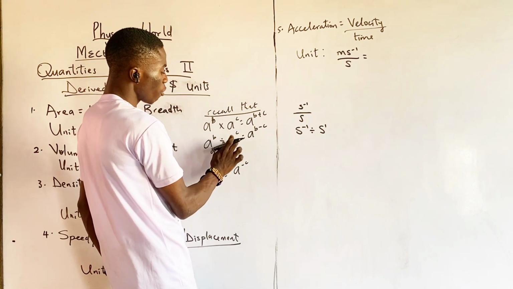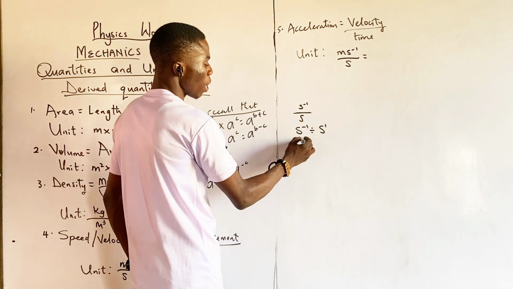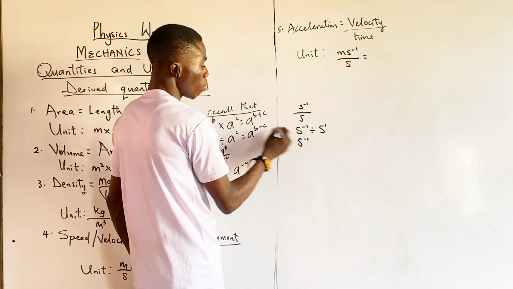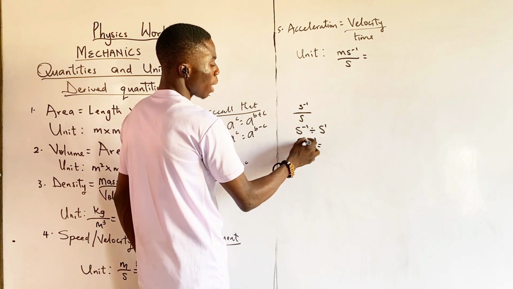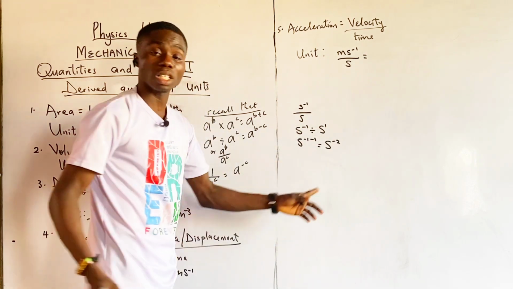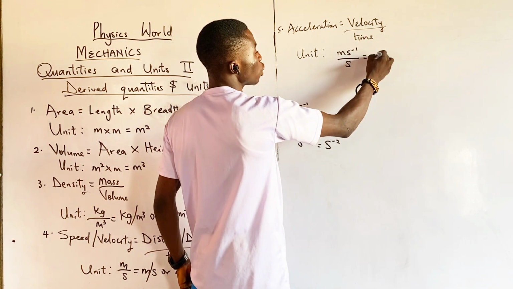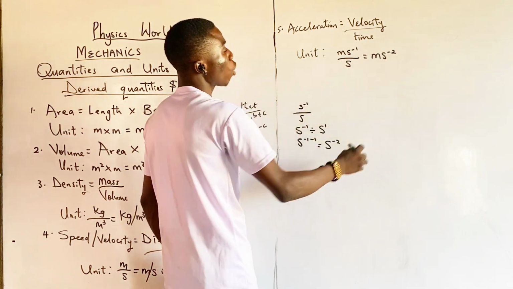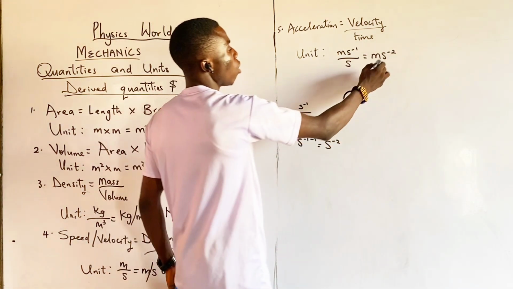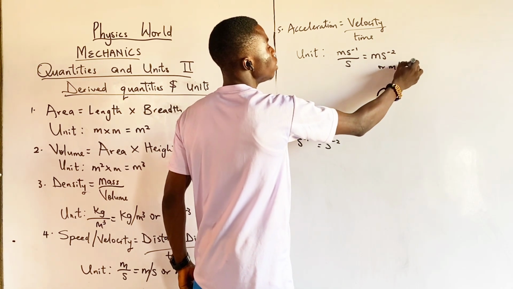And if I use this formula, saying they have the same unit, I will have s minus 1. Division changes to minus 1, and minus 1 is minus 2. So we have s minus 2. So the unit of acceleration is m s minus 2. We call it meter per second square, or we write it in this form. It's still the same thing.